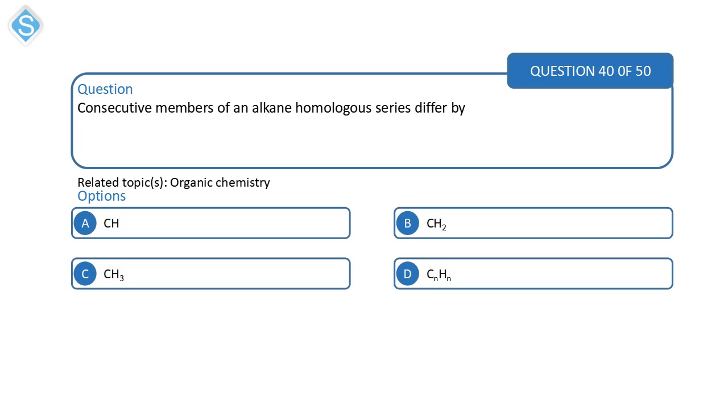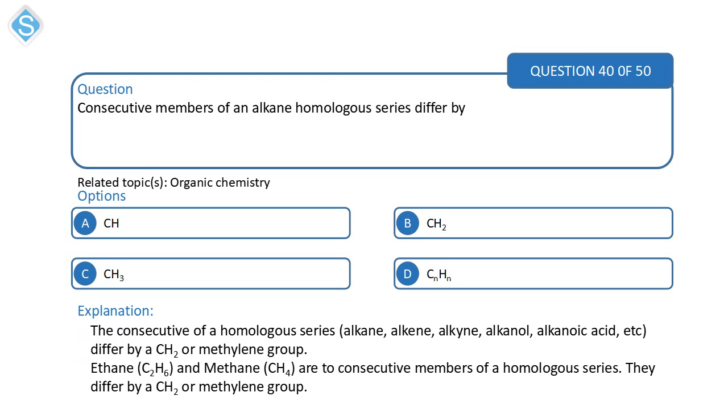Alright, final question here. Consecutive members of an alkane homologous series differ by. Generally, for any family of organic compound, the difference between consecutive members is a methylene group, that is CH2. For example, the first member of the alkane is CH4, that is methane. The next member is ethane, which is C2H6. If you look at the difference between C2H6 and CH4, it is what? CH2.